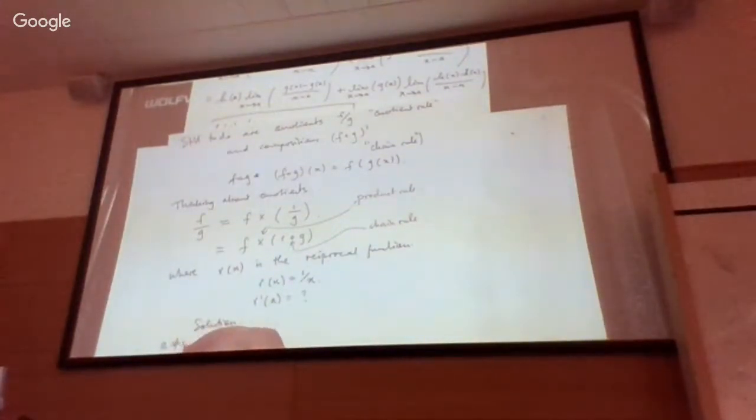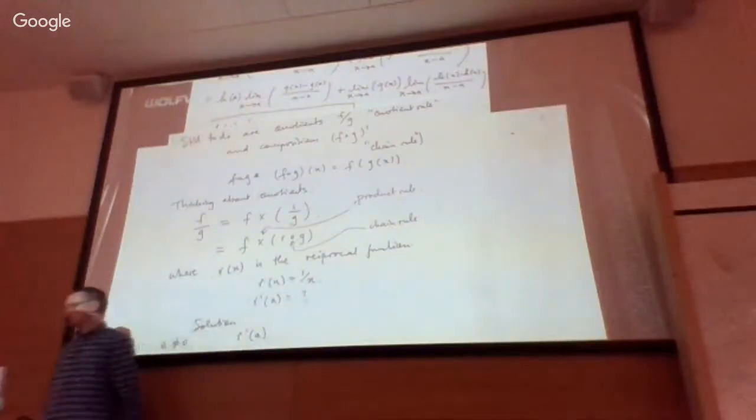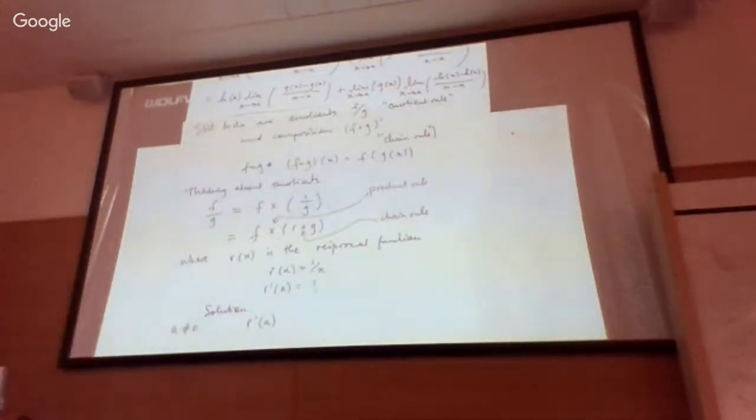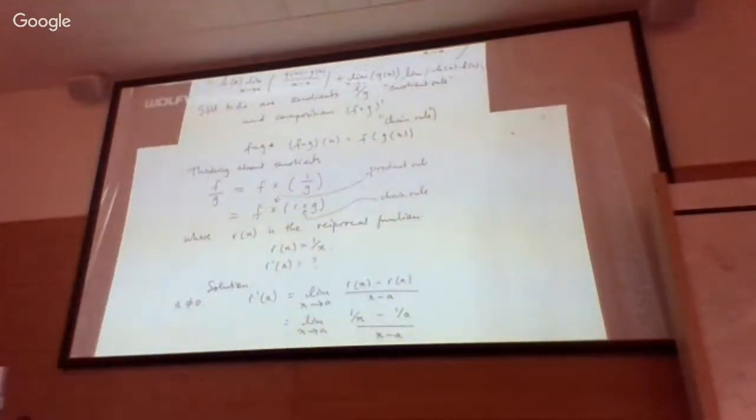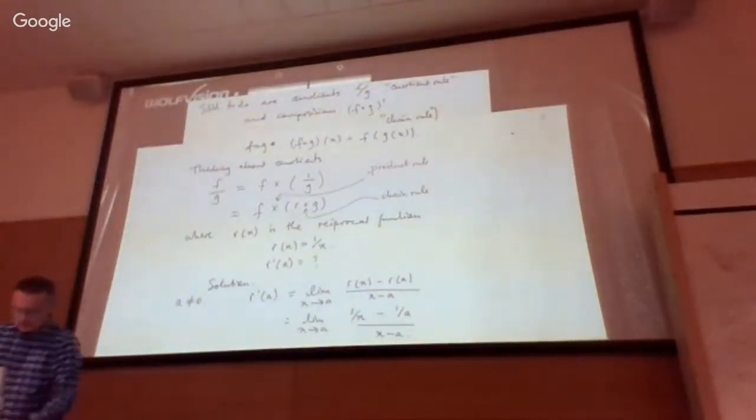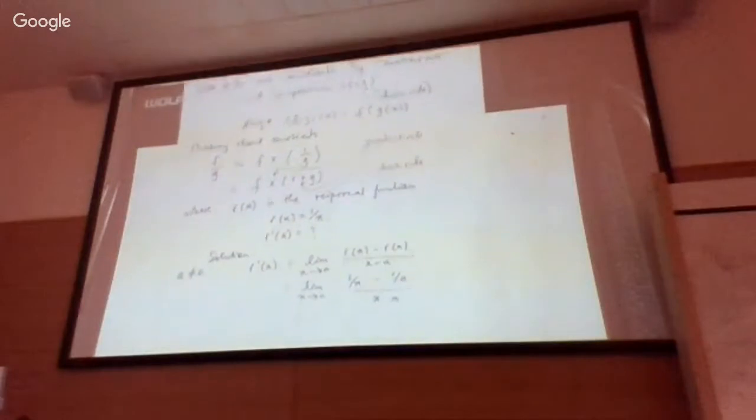You've got to assume that a is non-zero. You don't want to be attempting to talk about this function at 0. It's undefined. But we can certainly apply the definition to find out what the derivative of this is at some non-zero point a. And you just apply the definition. It's r of x minus r of a over x minus a. r is the reciprocal function. So it's 1 over x minus 1 over a, over x minus a. And that limit looks a little bit intimidating.